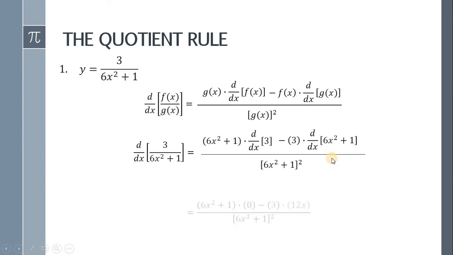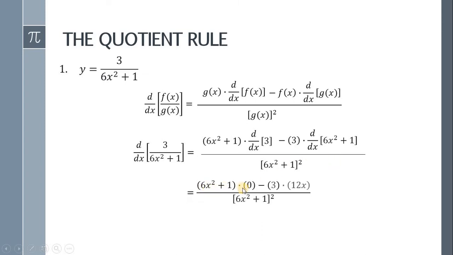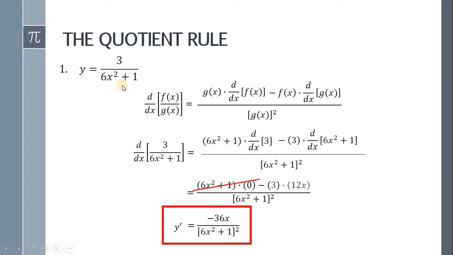Now, simplify lang natin. We get 6x squared plus 1 times the derivative nung 3 is 0 minus 3 times the derivative of 6x squared plus 1 or simply 12x. We have 6x squared plus 1 times 0 is simply 0. Minus 3 times negative 12 is simply negative 36x all over 6x squared plus 1 raised to 2. Therefore, ito yung ating y prime, and this is the derivative of 3 over 6x squared plus 1. And we're done. Now, let's move on to question number 2.